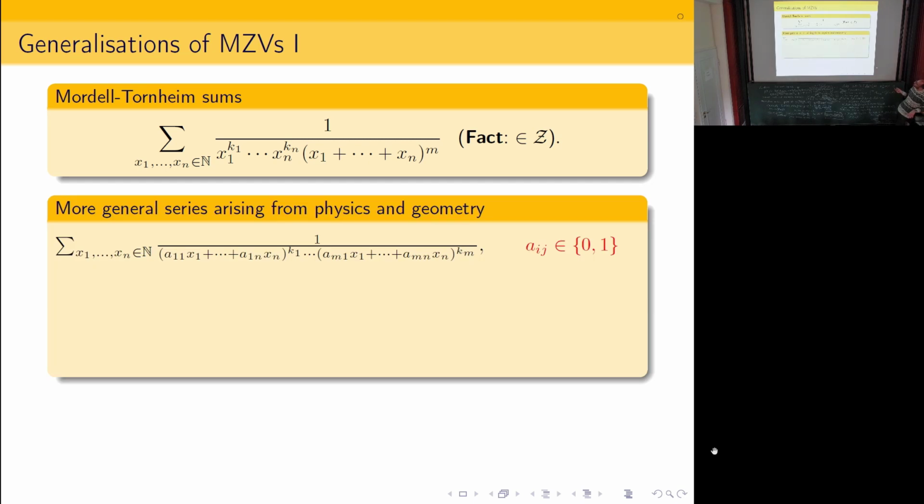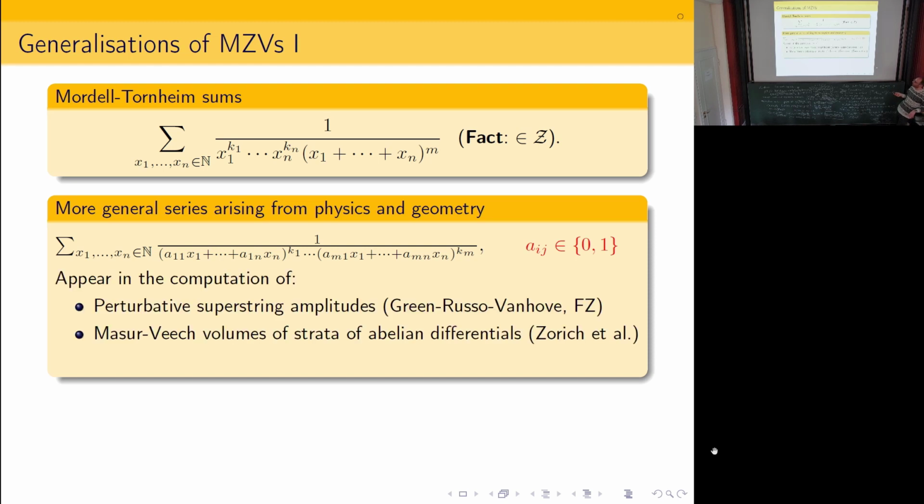So now I'm considering linear forms in the denominator with coefficients which are just either zeros or ones. Both multiple zeta values and these modular Thornheim sums are examples of this kind of series. This is the kind of series that I encountered in my PhD thesis. As I say here, they come from physics and geometry, because those are the two places where I've seen this kind of series. Probably they can also be found somewhere else.